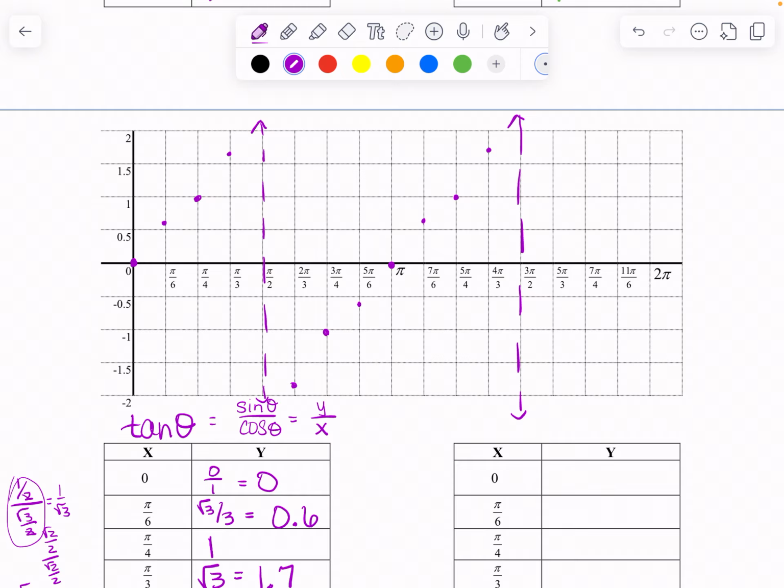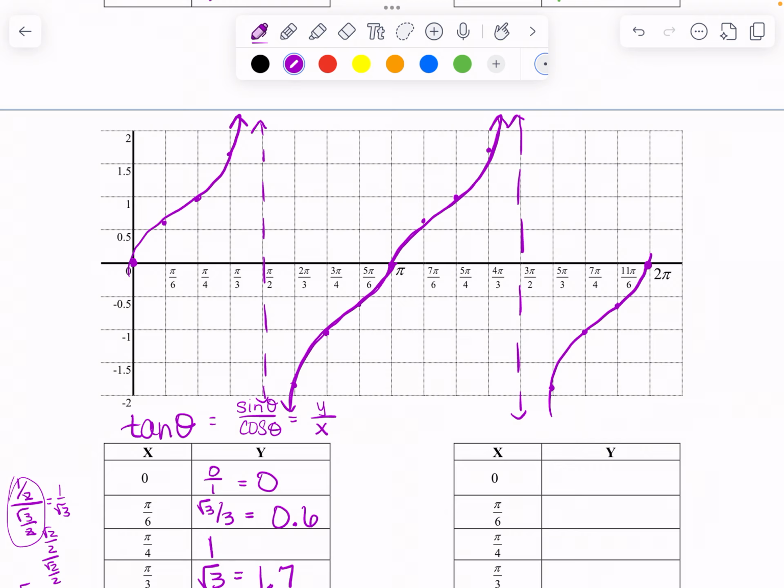5 pi over 3 is negative 1.7. Negative 1. Negative 0.6. And back to 0. Okay, now this guy's funky because remember these are asymptotes, so they're going to get closer and closer and closer to it. So this guy kind of curves up a little bit like this, and then he goes like that. So he curves up through the middle and kind of like that. So again, kind of something like this.